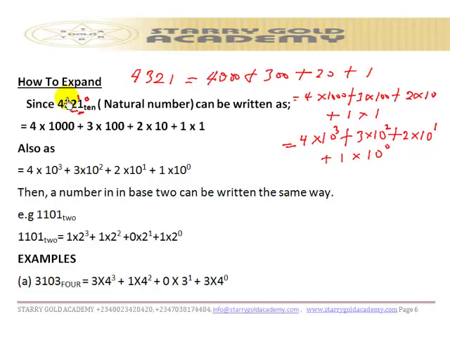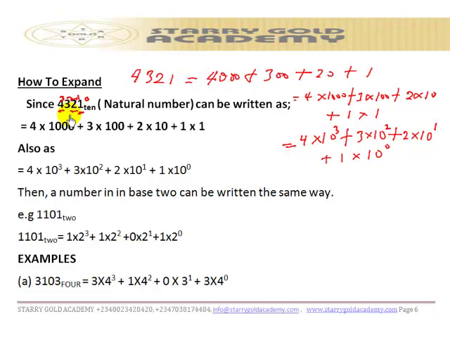The hundreds carries the power of 2. Thousands carries the power of 3, according to the place value system. Then a number in base 2 can also be written in the same way. If a number in base 10 can be written this way, then let's try out a number in base 2.